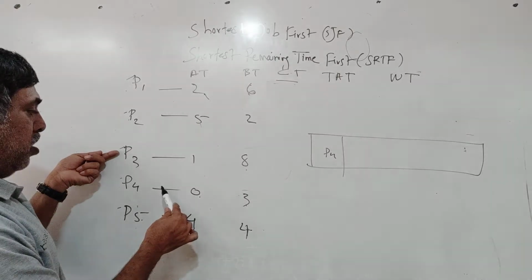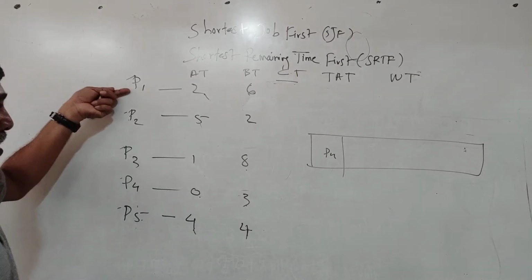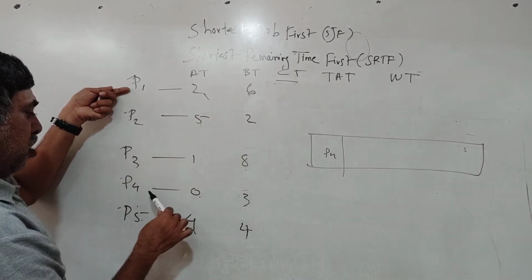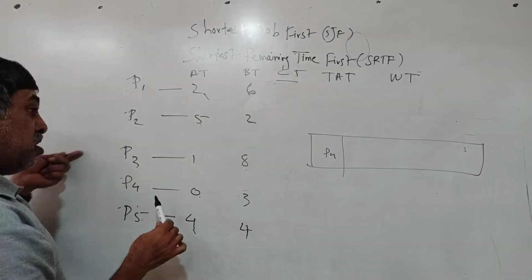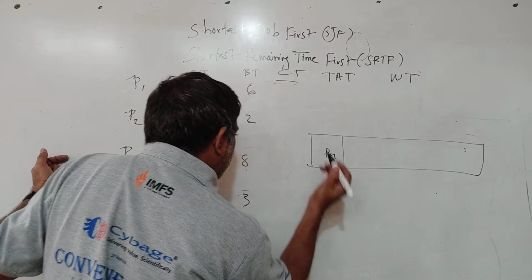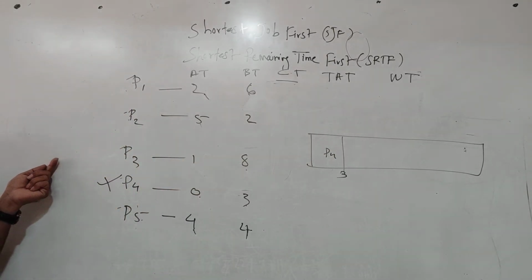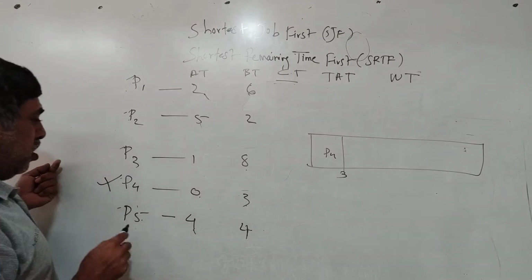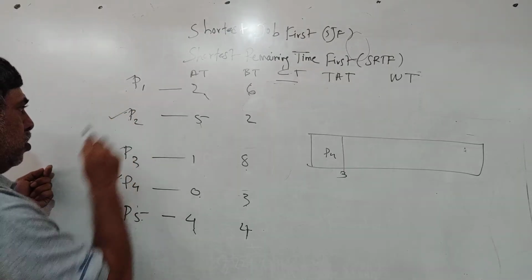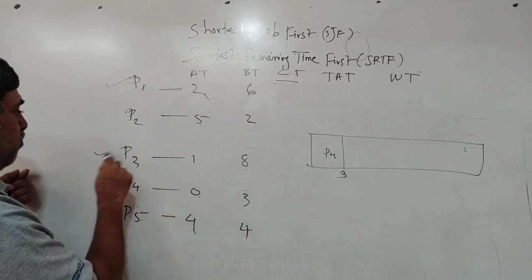By the time P4 executes for 1 more second, at 2 seconds, you can see P1 arrives. What is the burst of P1? 6. The burst is higher, no problem. We can continue with P4. By the 3rd second, P4 finishes the execution. So P4 has no problem, it can completely execute. So at the 3rd unit of time, process P1 and process P3 have both arrived.